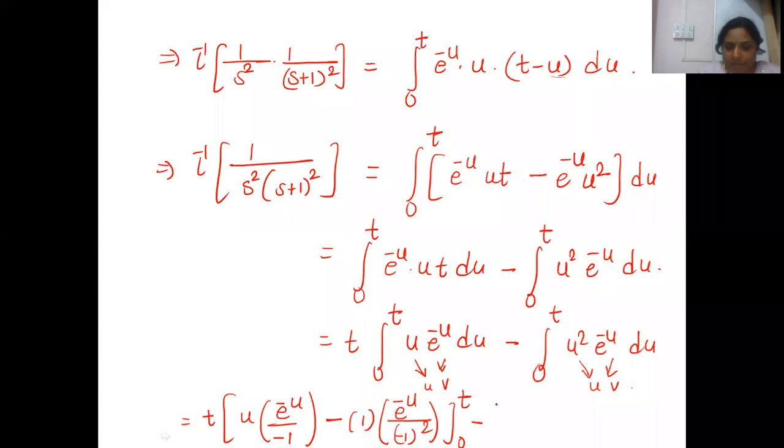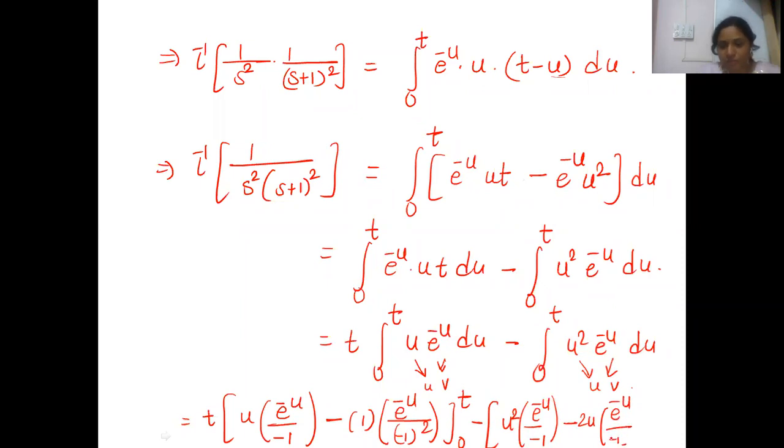Right. Minus. This is u. So u into v1, e raised to minus u upon minus 1. Minus derivative of this, 2u, into integration of this, e raised to minus u upon minus 1 square, plus minus plus. Derivative of 2u, 2, integration e raised to minus u upon minus 1 cube.